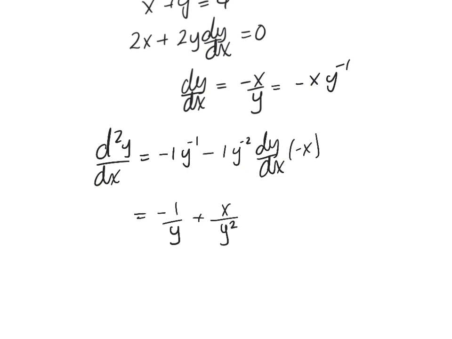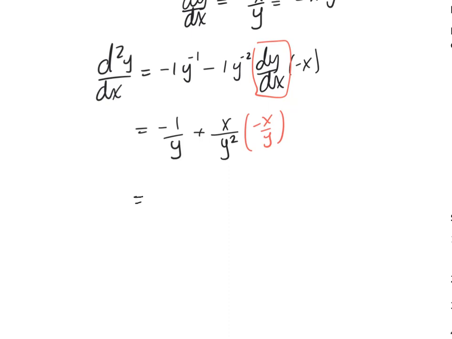I do need to replace my dy/dx with what I found dy/dx to be, which was negative x over y. So I replace that with a negative x over y. So my final answer in some form of this should be negative 1 over y minus x squared over y to the third. How many of y'all got that, or something similar to that?